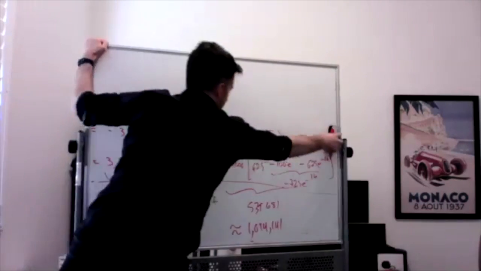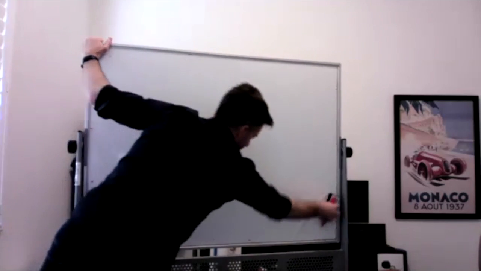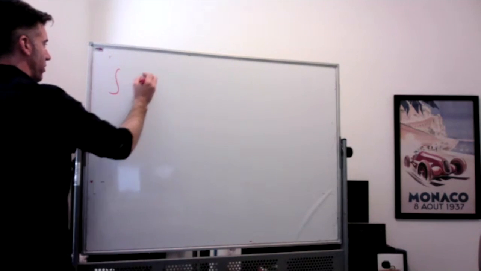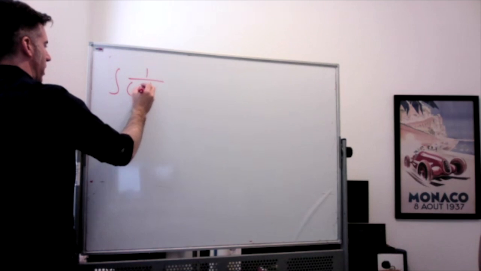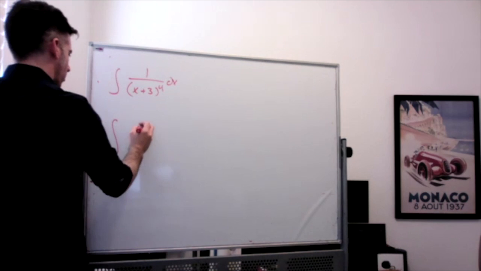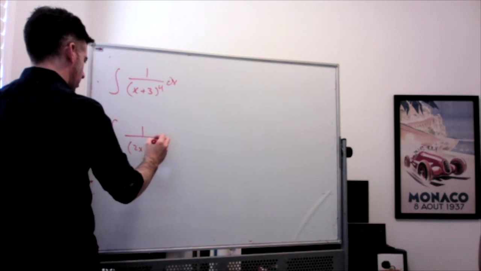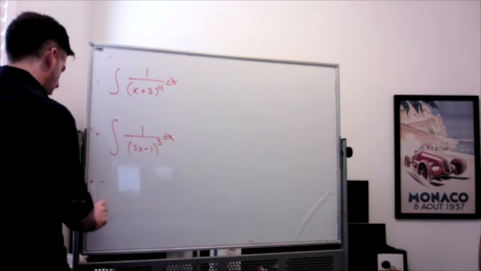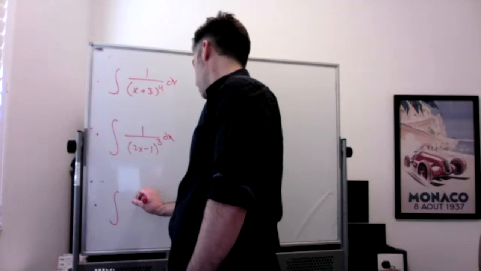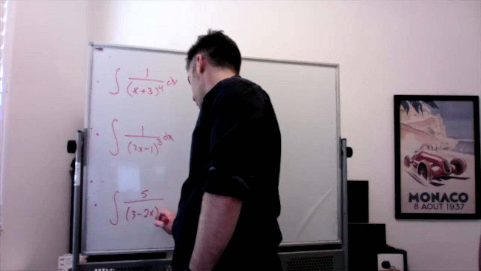I really want to emphasize, here are some integrals that we should be able to do without having to do a u substitution. The integral of, say, 1 over (x plus 3) to the 4th. And the integral of 1 over, let's make it, (2x minus 1) to the 3rd. And let's do one more. Let's do the integral of, I don't know, 5 over (3 minus 2x) to the 6th.